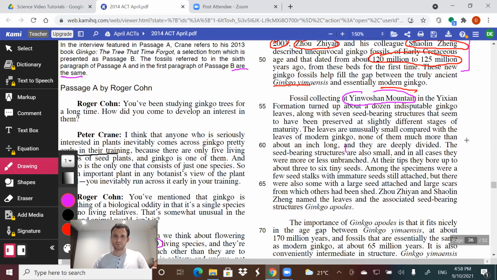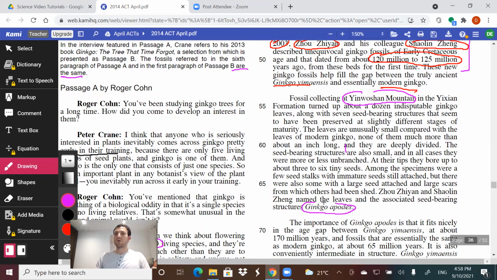Among the specimens were a few seed stalks with immature seeds still attached, but there were also some with a large seed attached and large scars from which others had been shed. Zhao Zhen and Xiaolin Zhang named the leaves and associated seed-bearing structures ginkgopods.